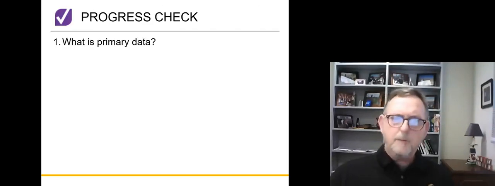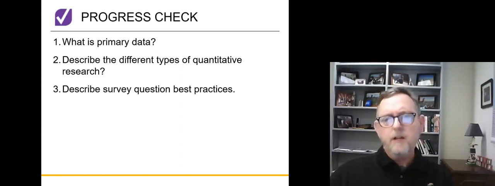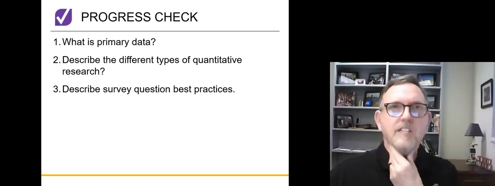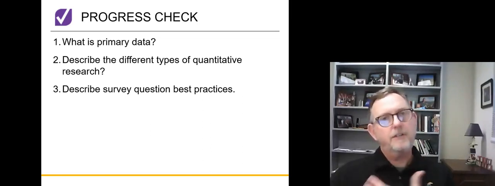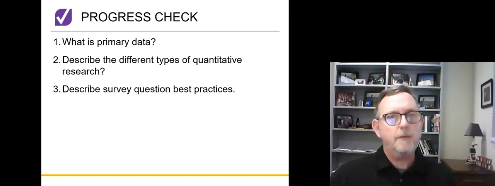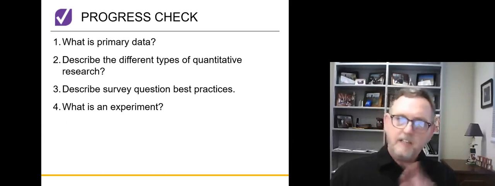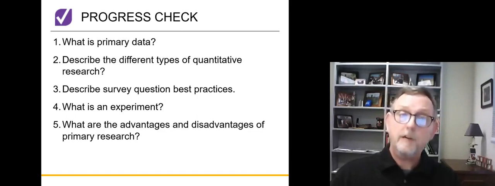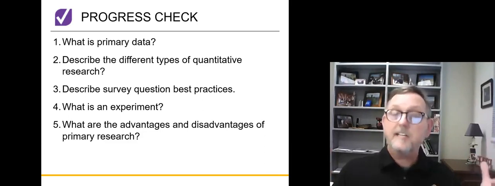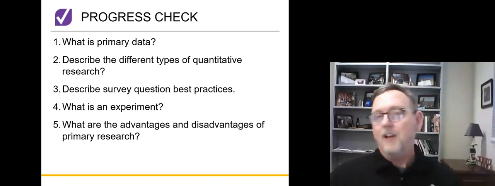Okay, so as we wrap up here, be able to know what primary data is, and the different types of quantitative and qualitative research that we do. Be sure to understand that when we're writing surveys, we have challenges when we write questions, and we want to make sure that our questions are as good as they possibly can be. So think about some of the pitfalls associated with those. Finally, think about what an experiment might be, and then also the advantages and disadvantages of primary research. And what you really want to do is compare it to secondary research. So put secondary and primary research together. What are the pros and cons of each of those?